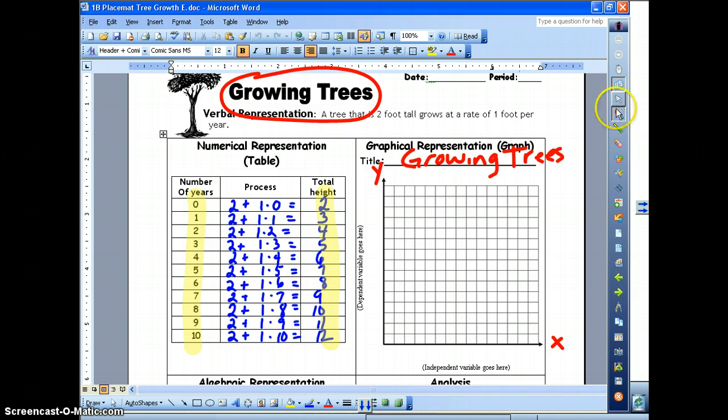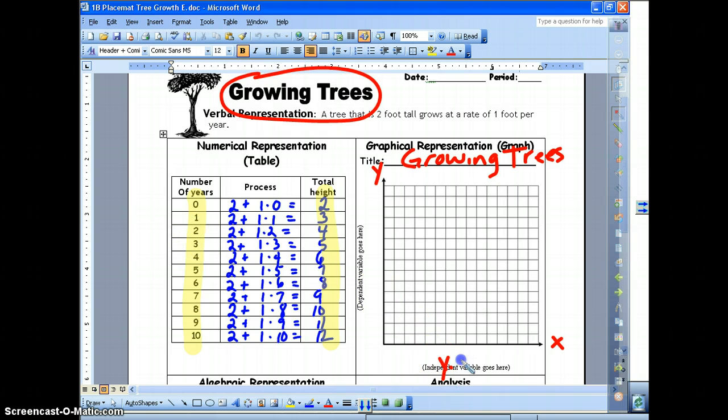So I've got to ask myself, does the number of years that the tree grows depend on the tree's height? Or does the height of the tree depend upon how many years it's been growing? Yeah, height depends on the number of years it's been growing.